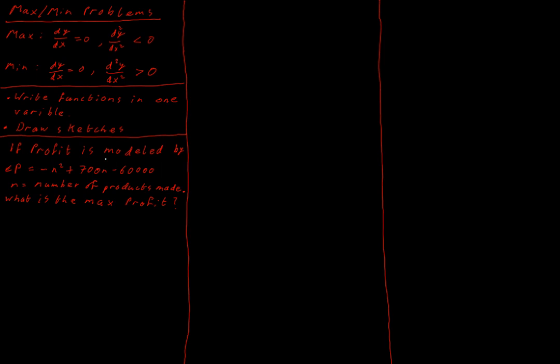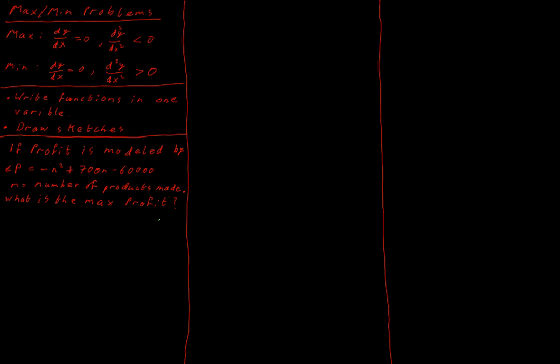If the profit of a company is modeled by P is equal to this, where N is the number of products made, what is the maximum possible profit according to this model? So there's not a huge amount of sketching I can do here, and I already have the function in one variable. Profit is the function I am dealing with, and it's in terms of one variable, which is N, the number of products I'm making.